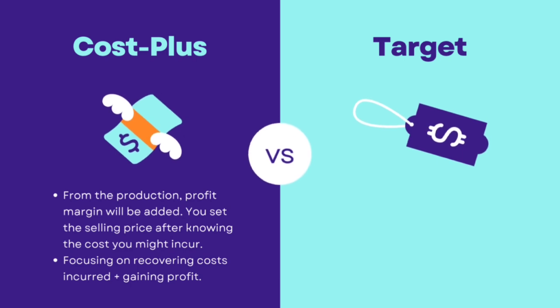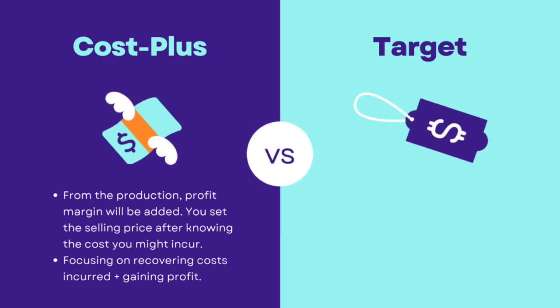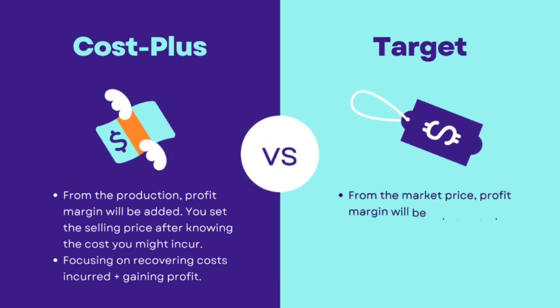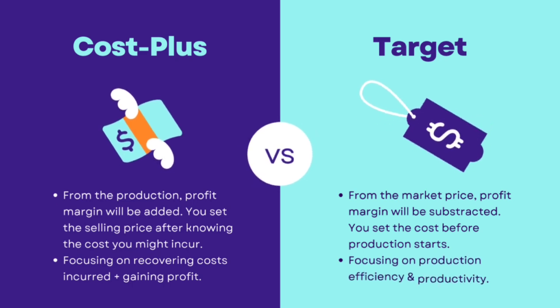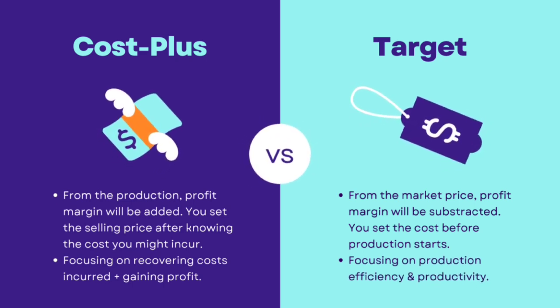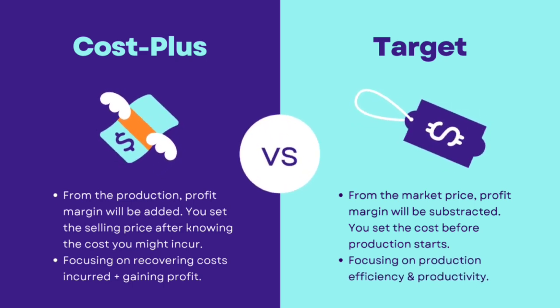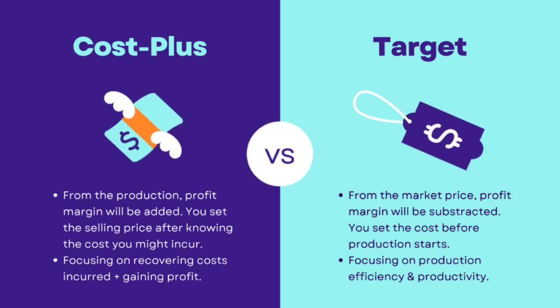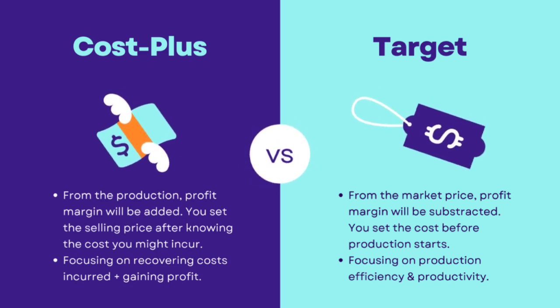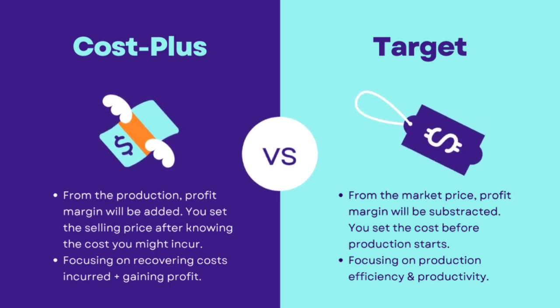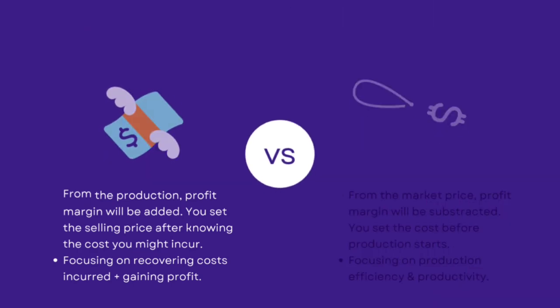But in target costing, it's the other way around. We start with the market price, then profit margin will be subtracted. The cost is set before production even begins. So, the main focus is on production efficiency and productivity, making sure we meet that cost target.